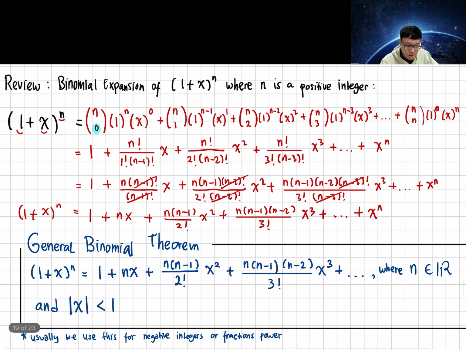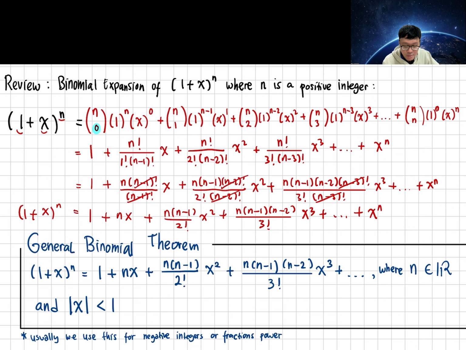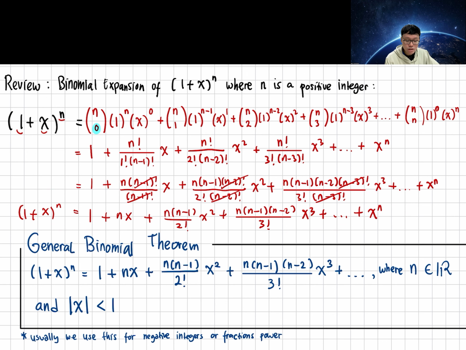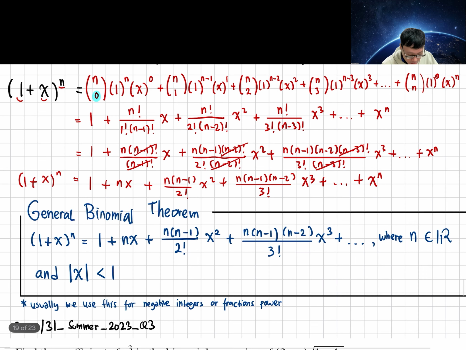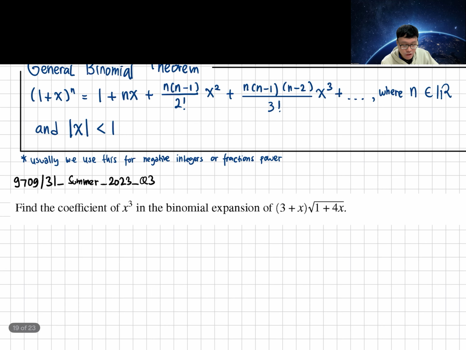But for this syllabus, we usually only use this for negative integers or fractional powers. If you have a positive integer, it's better to use the other formula. But if you want to use this one, it's okay. Usually we use the formula in Pure Math 1 to give you the complete expansion until the last term. Now, let's apply this formula to solve the first question taken from a past paper.